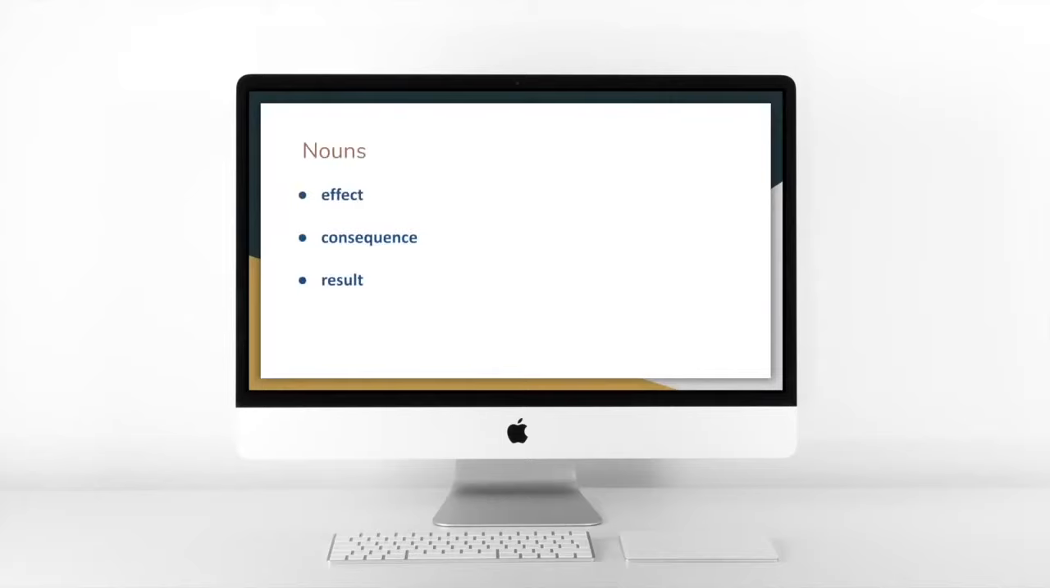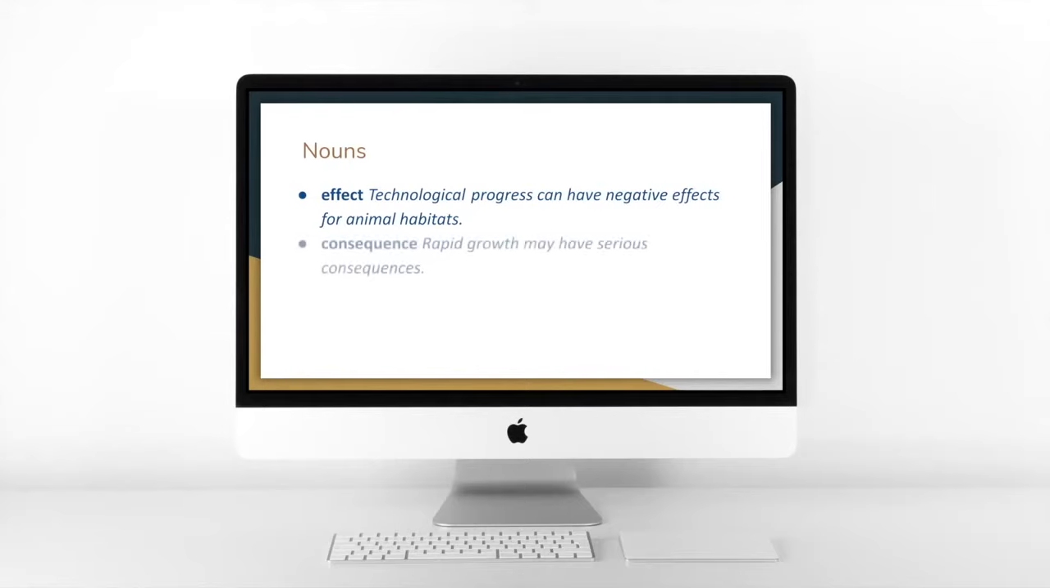So, let's have a little look at nouns first. The three main nouns we're going to focus on are effect, consequence, and result. Technological process can have negative effects for animal habitats. Rapid growth may have serious consequences. Studying hard leads to good results.